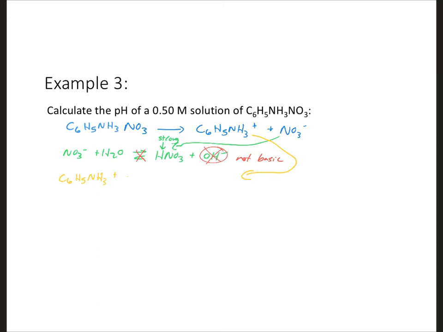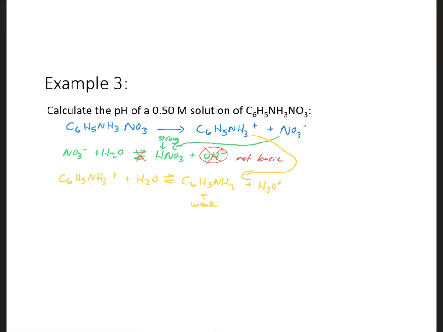C6H5NH3+, when it gets together with an H2O, has the option to unload one of those protons to become neutral. If it unloads one of those protons, it becomes C6H5NH2, and the H2O becomes an H3O+. We look at this molecule and say, now we've got this nice neutral compound. Is this going to be something on our strong acid, strong base list? It is not. That means it's going to be weak.